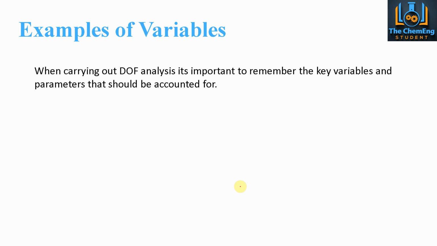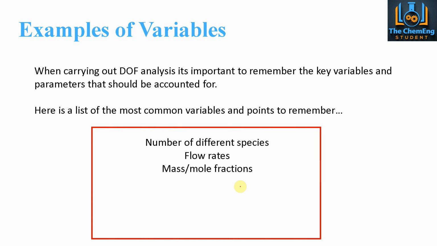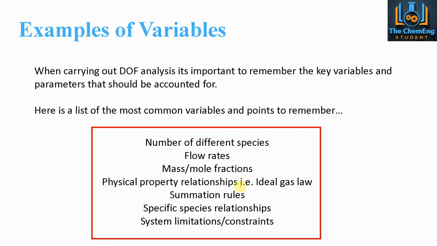Now, when we carry out DOF analysis, it's important to remember the key variables and parameters that should be accounted for. This is a list of the most common variables and points to remember. So when we are about to conduct degrees of freedom analysis, these are the sorts of things that we need to consider. We need to account for the number of different species, that is the number of different components. So if we have a system that contains A, B, and C, then we have 3 different species.